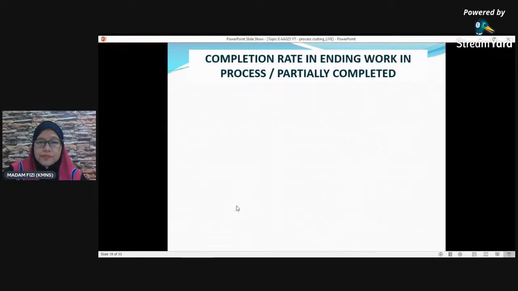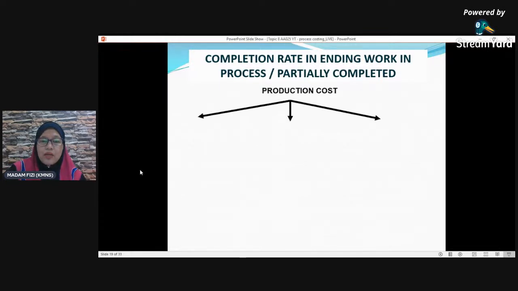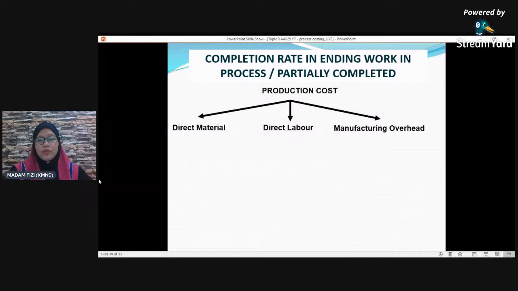Okay, now the completion rate in ending work in process partially completed. Okay, now saya nak awak faham dulu konsep ini. Sebab konsep ini yang kita akan bawa masa kita nak buat the production report. Yeah? Okay, now as usual, in production cost, there must be 3 items. That is the direct material, direct labor and manufacturing overhead.